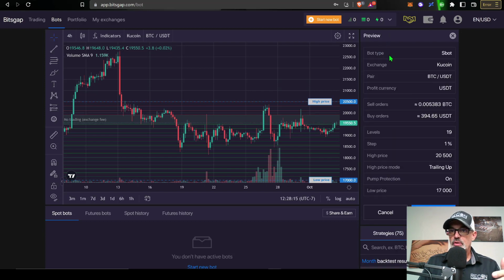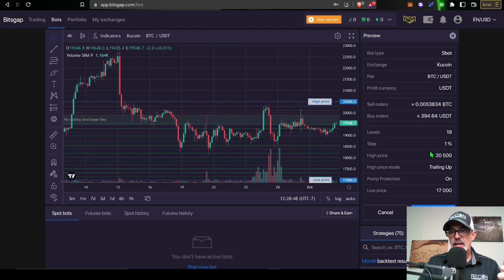And a quick preview, the bot type is SBot, exchange is Qcoin, pair is Bitcoin USDT. My profit currency will be USDT. And then the number of levels or grids that I have will only be 19. And that's determined really by the grid step spacing of 1%. The lower this number goes, the more levels there will be. The higher your grid step spacing is, the fewer levels there will be based on your upper and lower range.